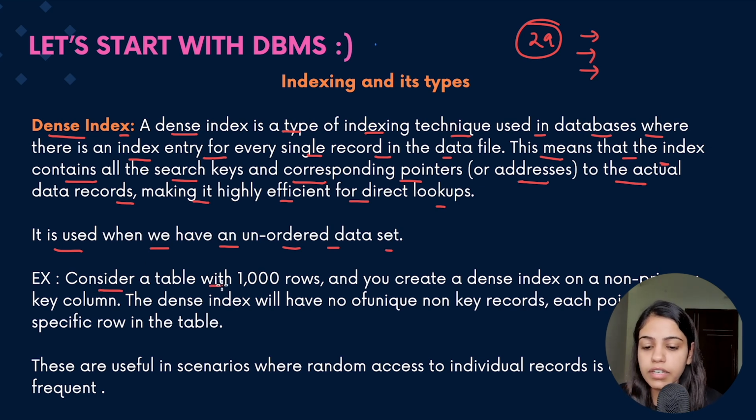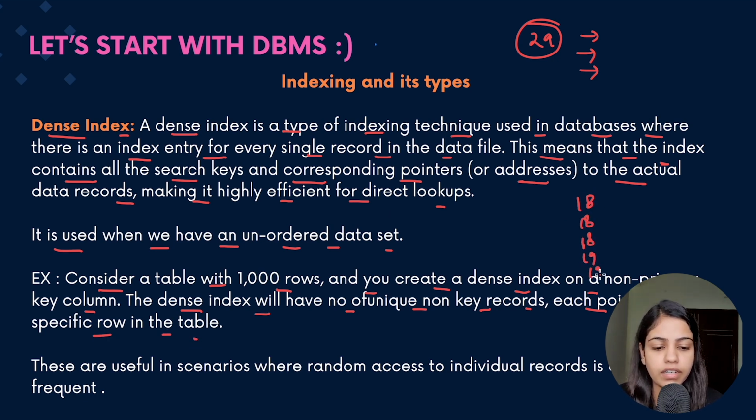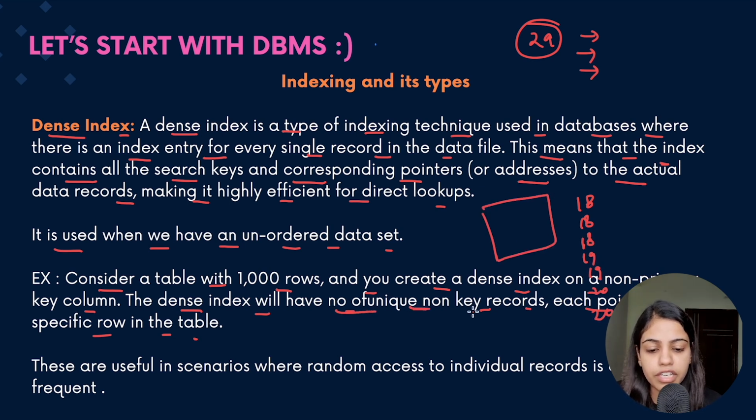Now consider a table with 1000 rows. You create a dense index on a non-primary key column, so it can have duplicate values. The dense index will have a number of entries equal to the unique non-key records, each pointing to a specific row in the table. Consider a non-key column on which you are providing the dense index, with some repetitive values: 18, 18, 18, 19, 19, 20, 20. In the dense index, the number of entries would be equal to the number of unique non-key records. So all the unique non-key records would have an entry in the dense index table. This is how the entries would be made when there is a duplicate data set.